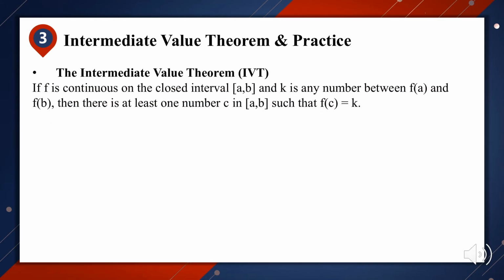The intermediate value theorem states that if f is continuous on the closed interval [a, b], and k is any number between f of a and f of b, then there is at least one number c within [a, b] such that f of c equals k.